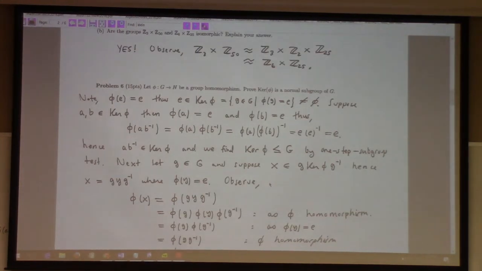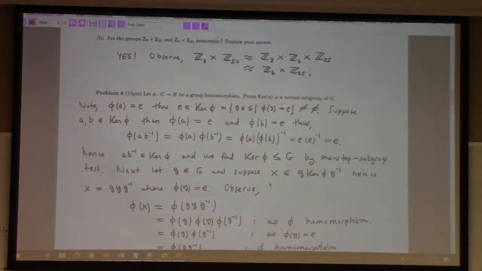Let's see here. You've got to know how to prove a normal subgroup's a normal subgroup, right? How do you prove something's a subgroup? How do you prove something's an ideal? What does it mean for something to be a homomorphism of a group? What does it mean for something to be a homomorphism of a ring?